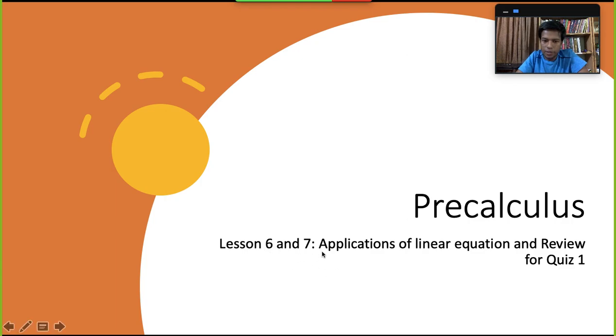This is our lesson 6 and 7, application of linear equation and review for quiz 1. So we have some application problems, and then mostly we'll discuss the pattern of the exam paper for our quiz 1, because quiz 1 is coming up. So let's look at the agenda.